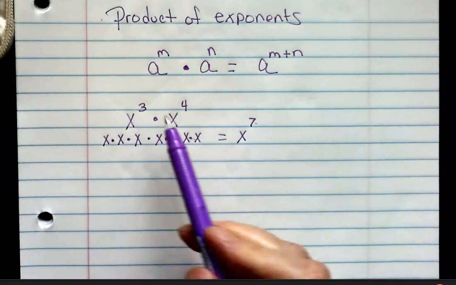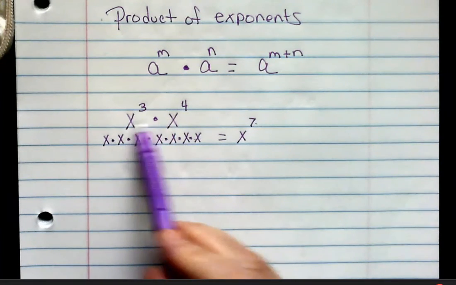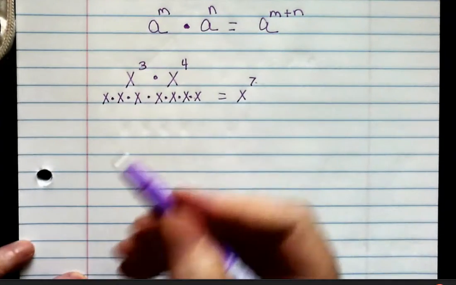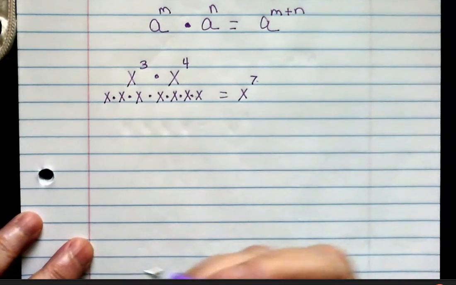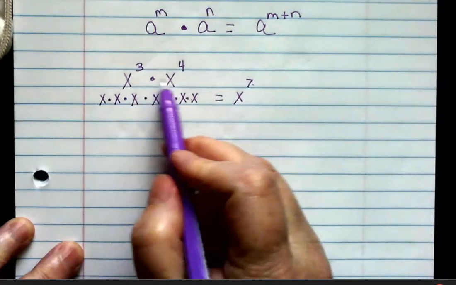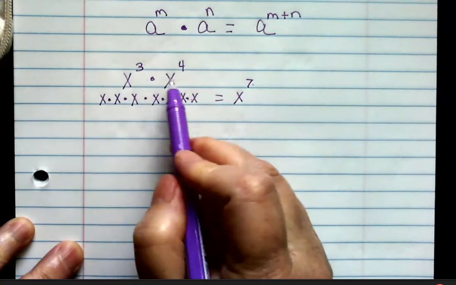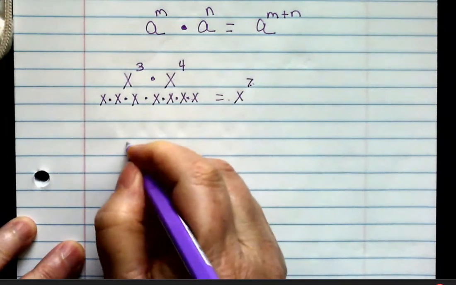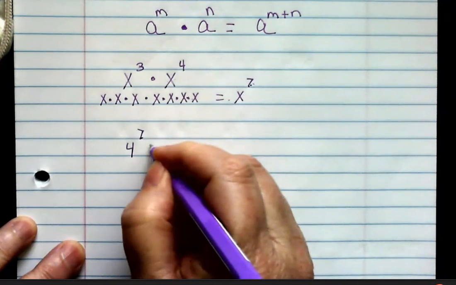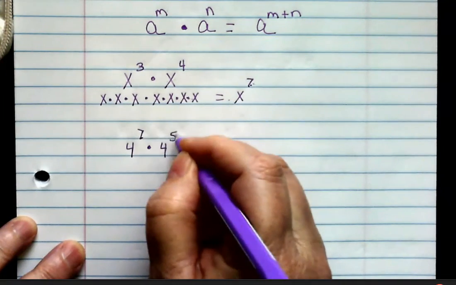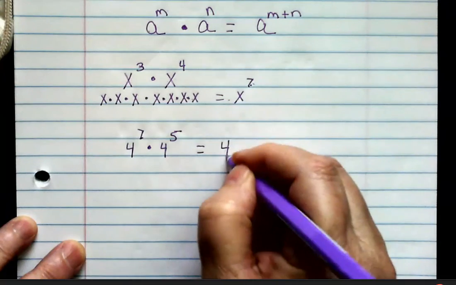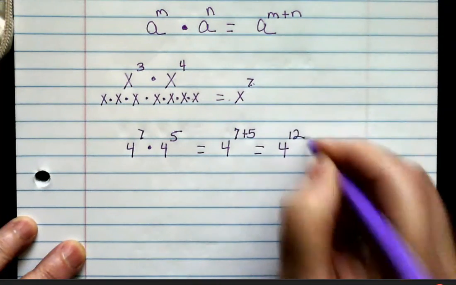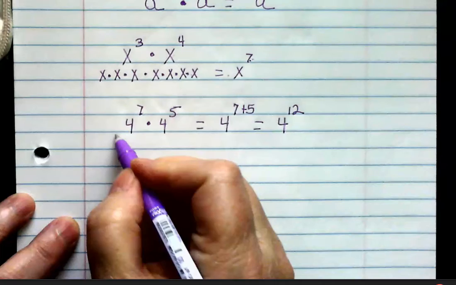Now, it only works if the bases are the same. If this was an x and this is a y, you couldn't do anything about it. Now, a lot of people, when they have numbers, think you multiply these together, and you don't. This stays the same. You add your exponents. For example, 4 to the 7th times 4 to the 5th is add your exponents, 4 to the 12th.